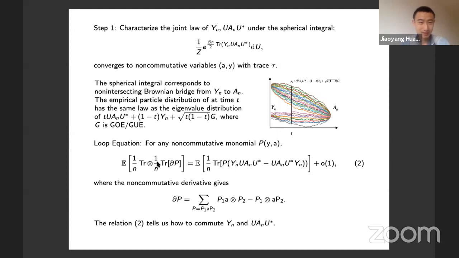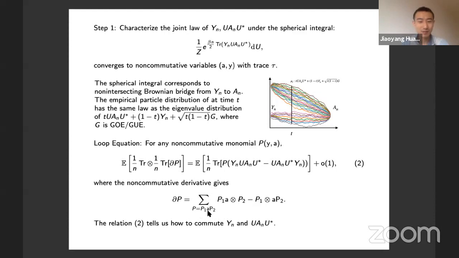To further process, we need to use this so-called loop equation. Turns out for any non-commutative monomials p in the variables y and a, we have that the polynomial p times Yn U(an) U star subtract U(an) U star Yn. This is just the commutator of these two matrices Yn and U(an) U star. So p times this commutator, the normalized trace, equals the normalized trace of the non-commutative derivative of p with respect to a. This non-commutative derivative of p is given by this expression.